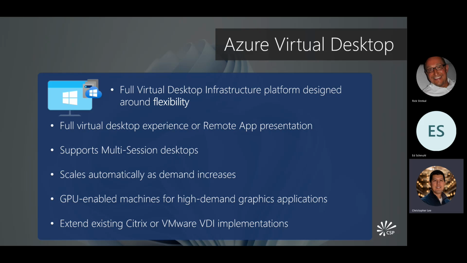And then if you have other VDI platforms like Citrix or VMware in place, you can extend those by leveraging Azure Virtual Desktop as the quote-unquote physical hardware behind the scenes, and using Citrix and VMware as the presentation layer to those desktops. But you can take advantage of the auto scaling and everything that Azure provides.